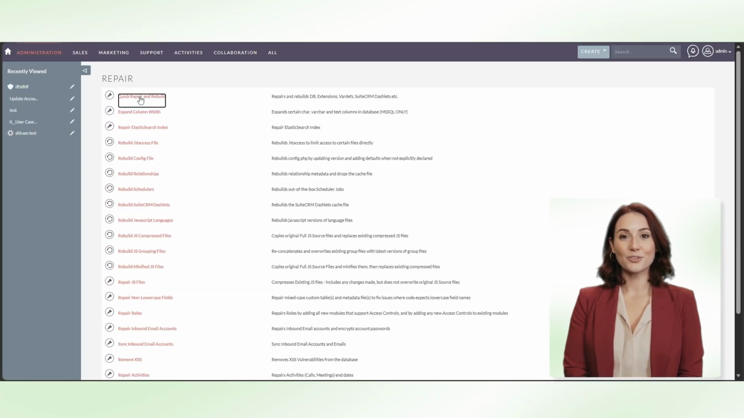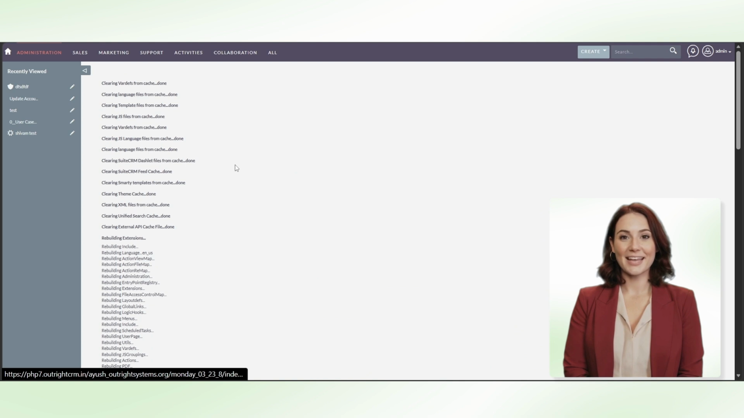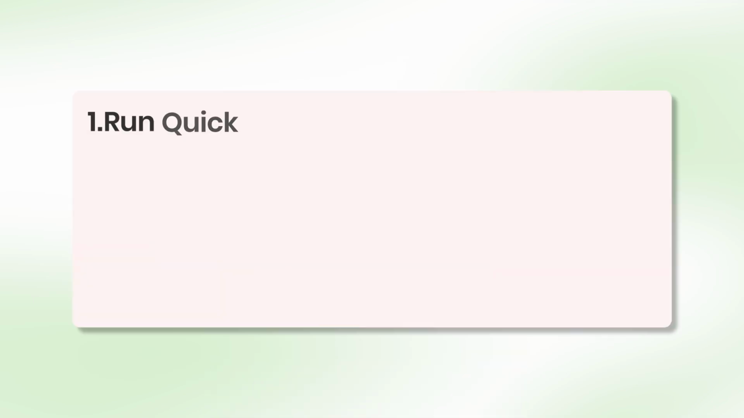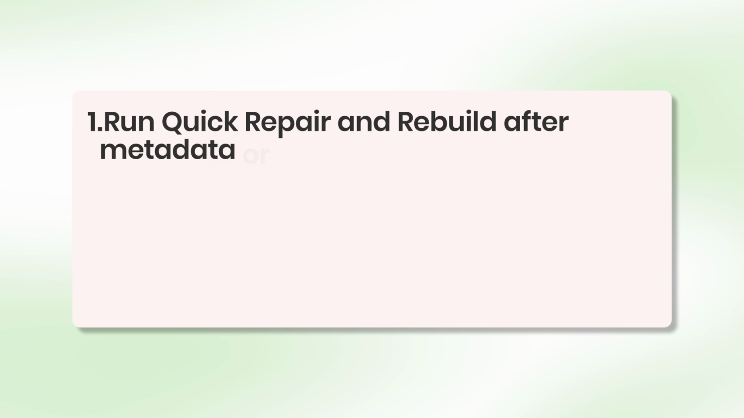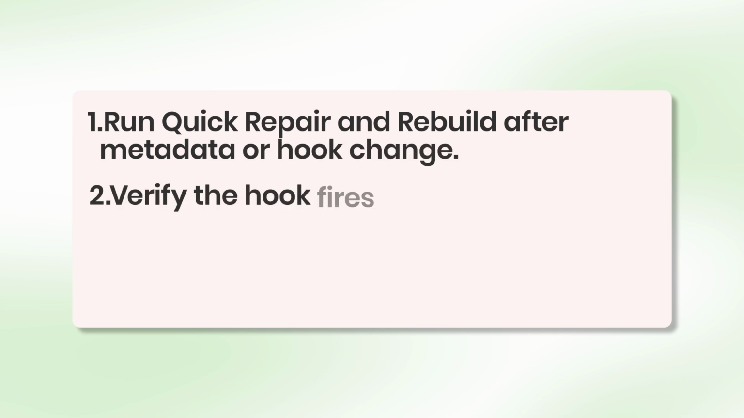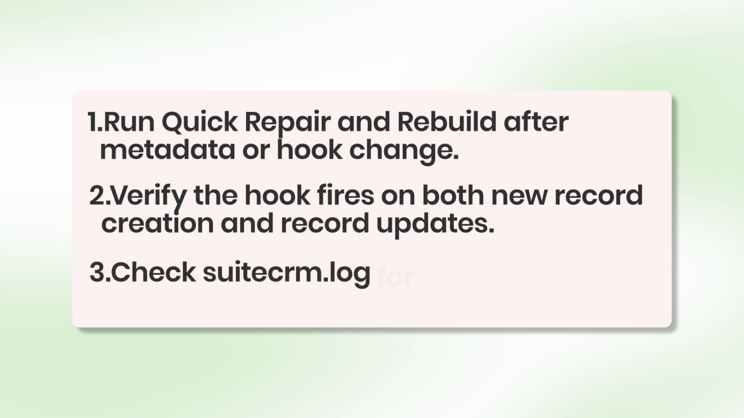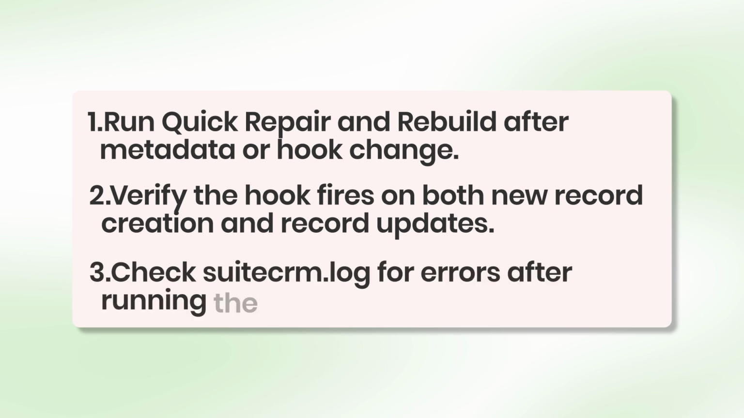After repair and rebuild, check the entry by entering the entry point, testentry, without the file extension in the URL after index.php. This will display the desired result directly in the entry point. After every change, it is important to test multiple key points, like running Quick Repair and Rebuild after a metadata or hook change. Verify the hook fires on both new record creation and record updates. Check SuiteCRM.log for errors after running the hook.